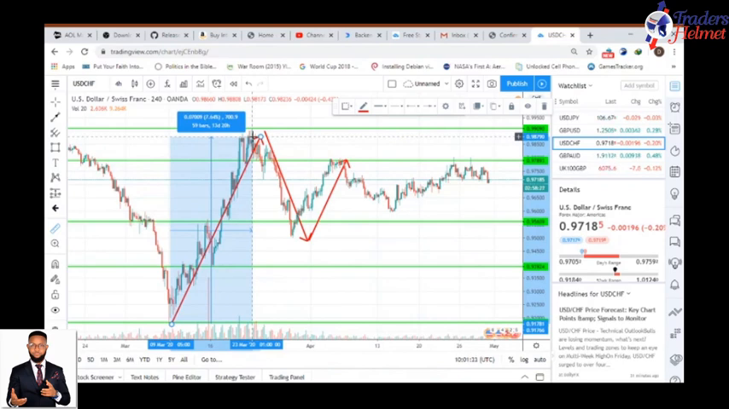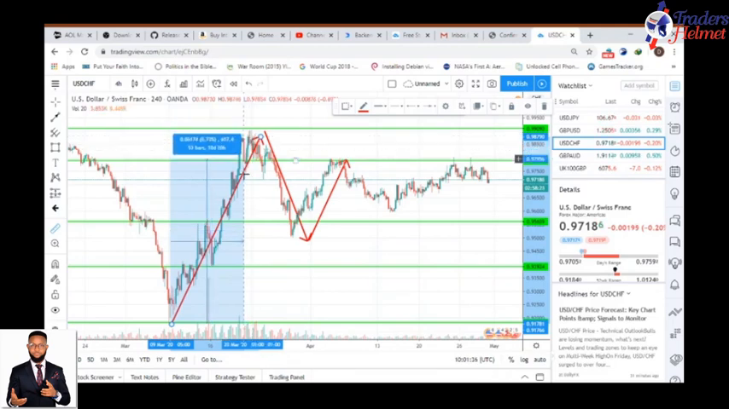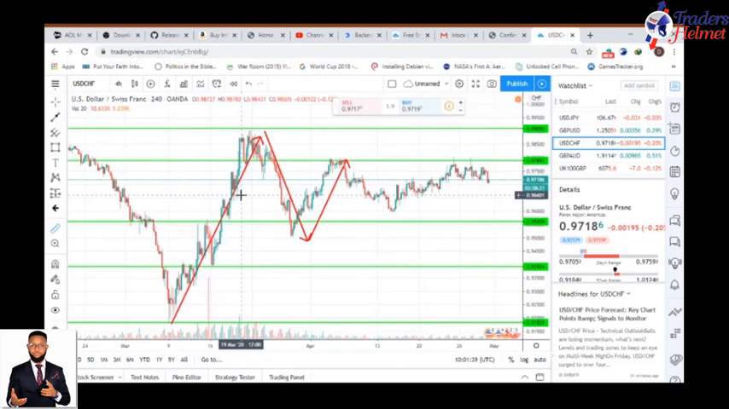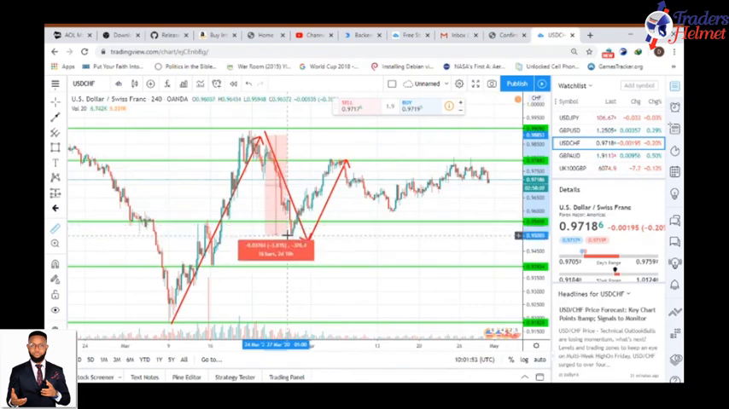Okay, so let's see what happens. Let's see how many pips we have if you are selling the pullback. This is where the price stopped. So you've done over 376.4 pips if you are selling pullbacks. So guys, it's very, very important to always note your support lines and resistance.